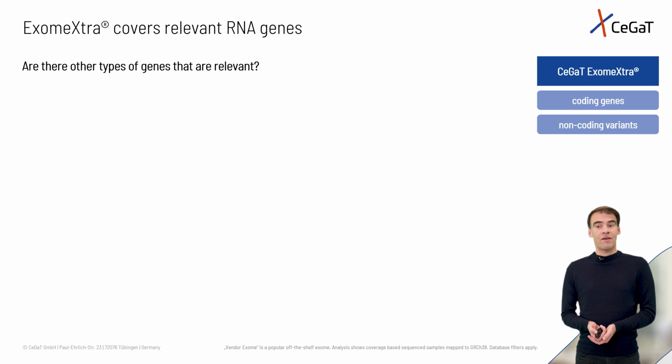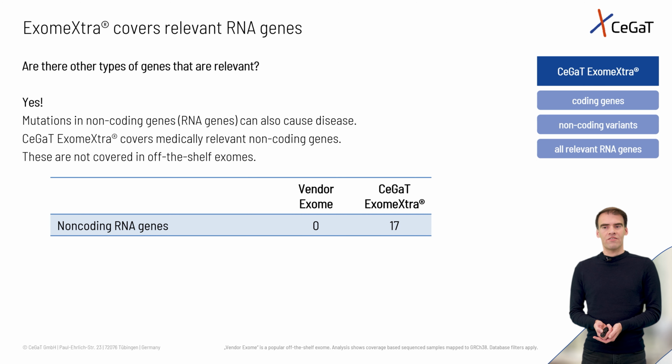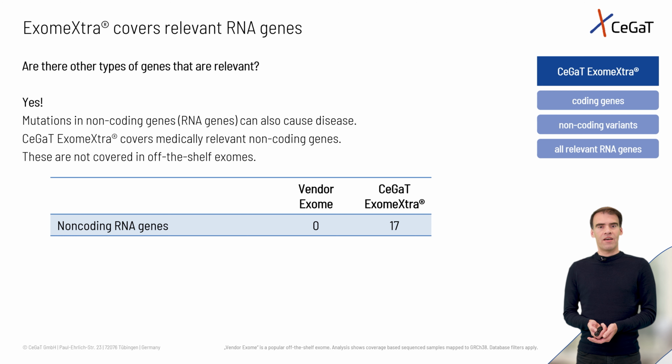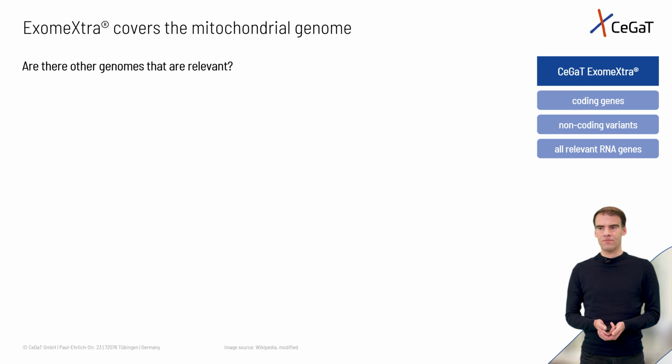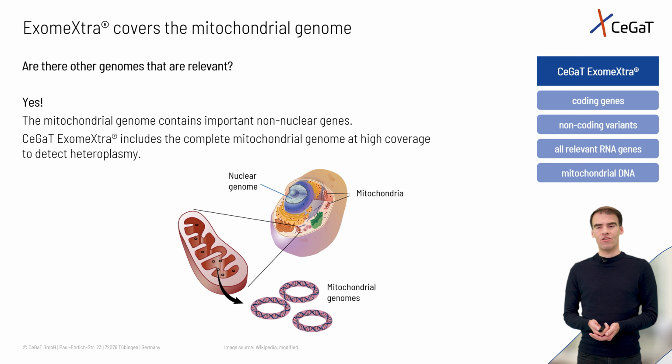The next question is, are there maybe other types of genes besides coding genes that could be relevant? And again, the answer is yes. We know of non-coding genes, so-called RNA genes, that can also cause disease if they are affected by a variant. CeGaT ExomeXtra covers medically relevant non-coding genes. In an off-the-shelf exome, these will not be covered at all. Let's go to the next question. Are there any other genomes that are relevant? And of course, the answer again is yes, because the exome is just the human nuclear genome. And we have to also look at the mitochondrial genome, because important non-nuclear genes are in this genome, and again, variants affecting these genes can cause disease. This is why in CeGaT ExomeXtra we include the complete mitochondrial genome, and we sequence it at a higher depth to make sure that we can detect heteroplasmy.